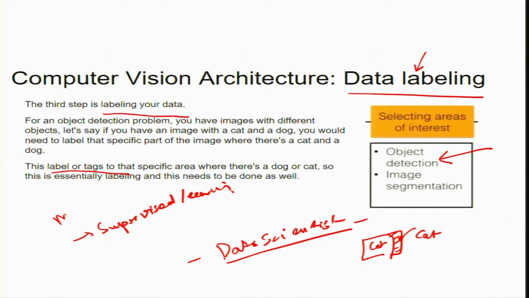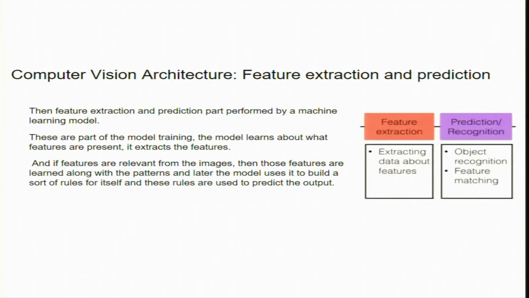That is one part of machine learning which handles computer vision, called supervised learning. These supervised learning models require data labeling, and that is of our interest for object detection, and image segmentation will also require this aspect to be completed, called data labeling. Now, feature extraction and prediction is the next step in the process of computer vision. The feature extraction and the prediction part will be performed by the machine learning model.